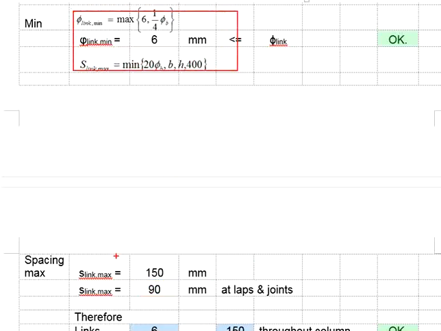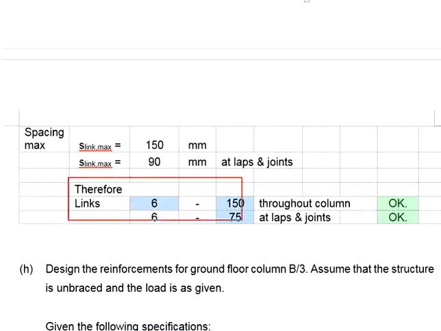Based on the calculated requirements, you propose the shear links. Minimum 6 mm, then you provide 6 mm. Maximum spacing 150 for the entire column, then probably you just use 150. Maximum spacing at the joint 90 mm. You can simply provide 90 mm.